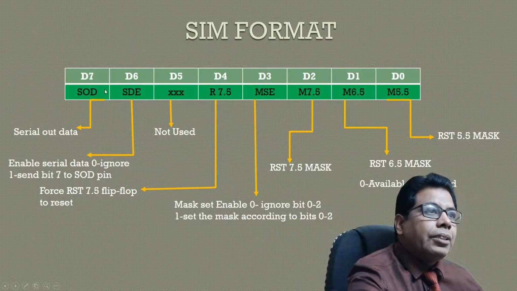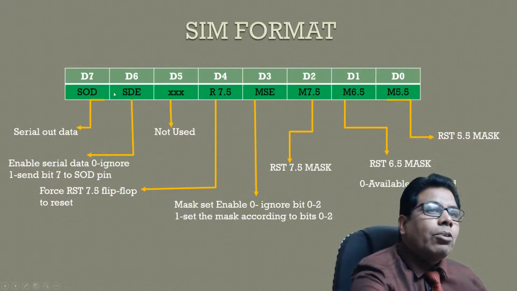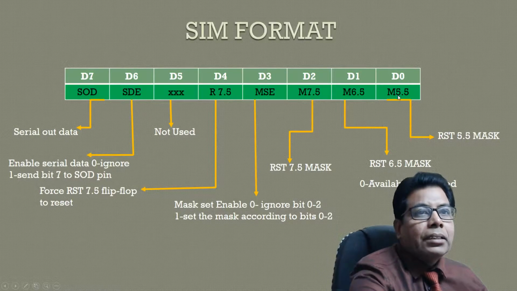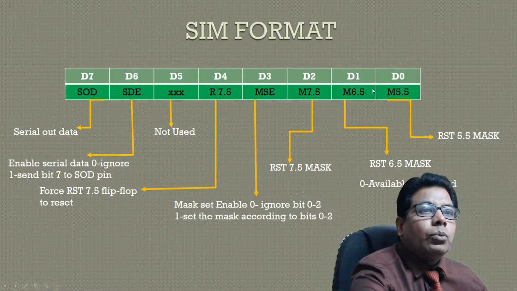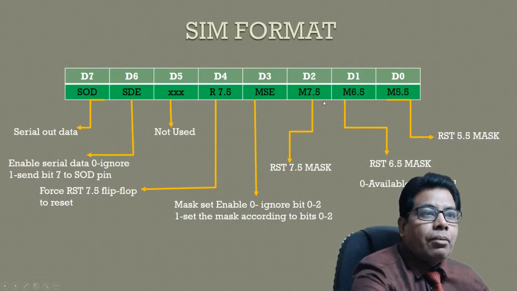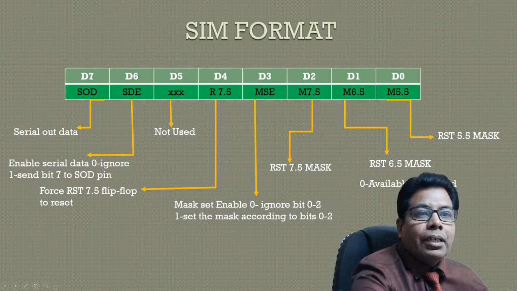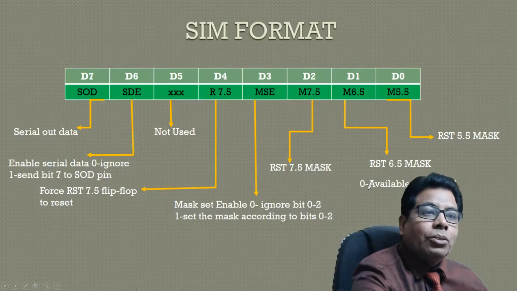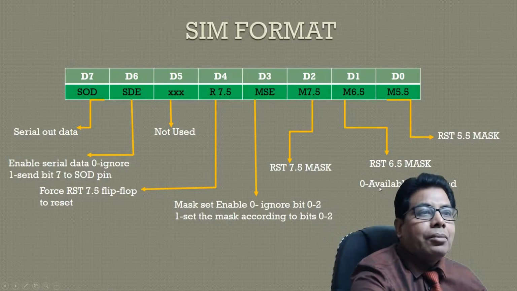Here you can see the SIM format. The bits D0, D1 and D2 are the RST mask bits. This is for RST 5.5, this is for RST 6.5 and this is for RST 7.5. If these bits are 1, then the interrupts are masked. If it is 0, then the interrupts are available.